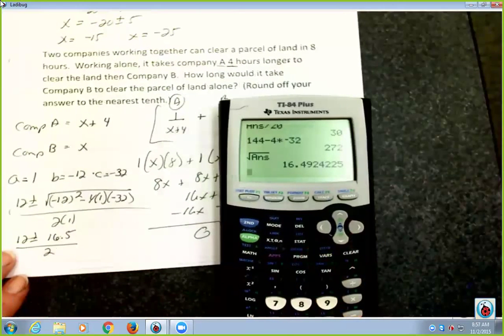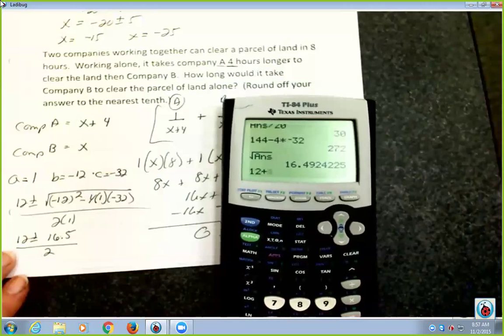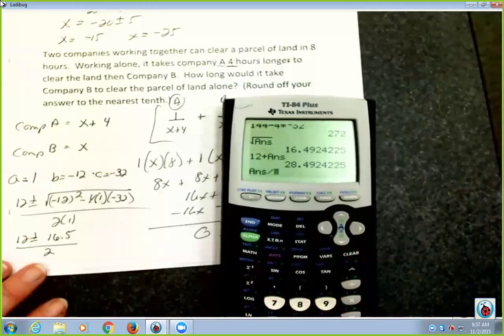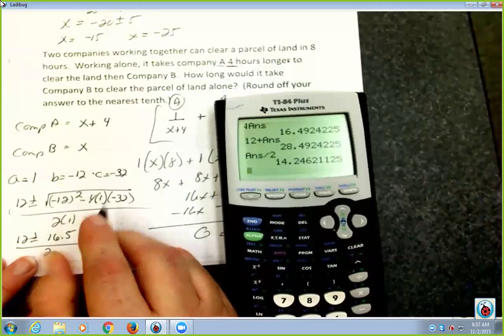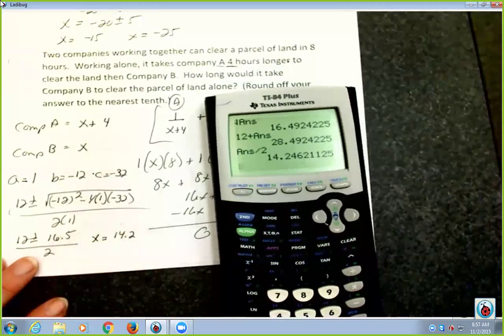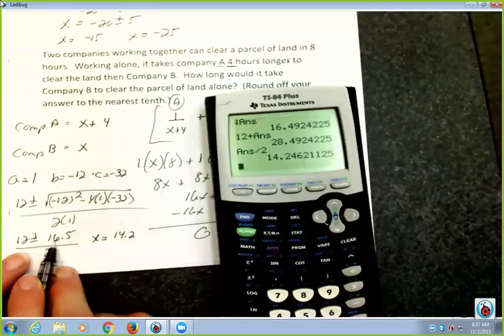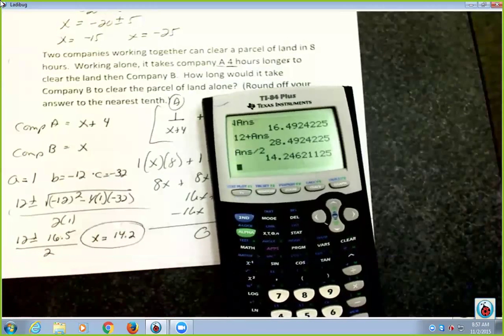So 12 plus 16.5, divide that by 2. I get x could be 14.2, or if I take it and minus it, I can't have negative time, so I can't use that part. So my answer is going to come out to be 14.2 hours, would be how long it would take.